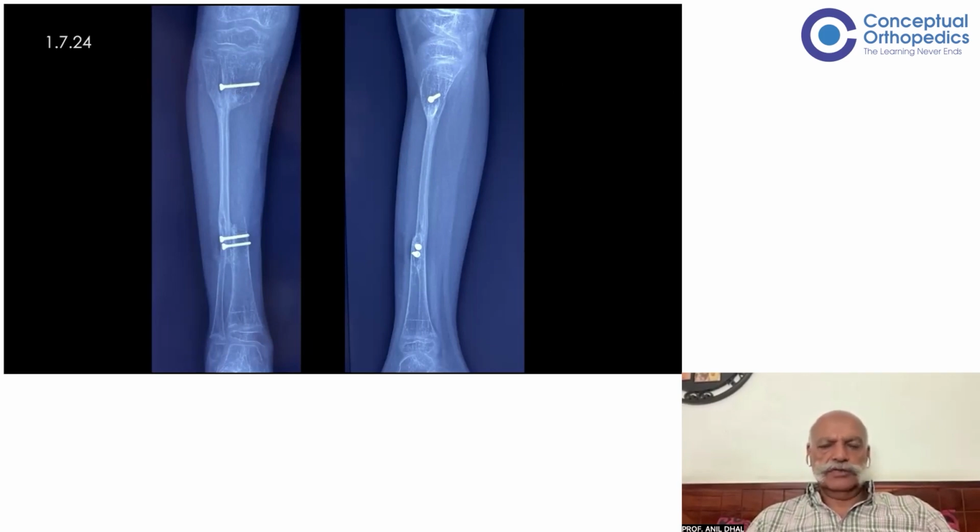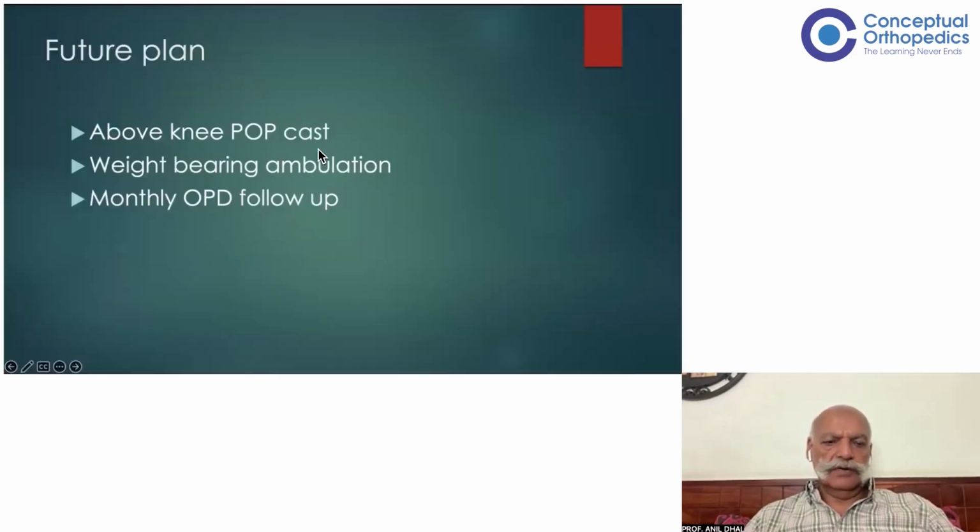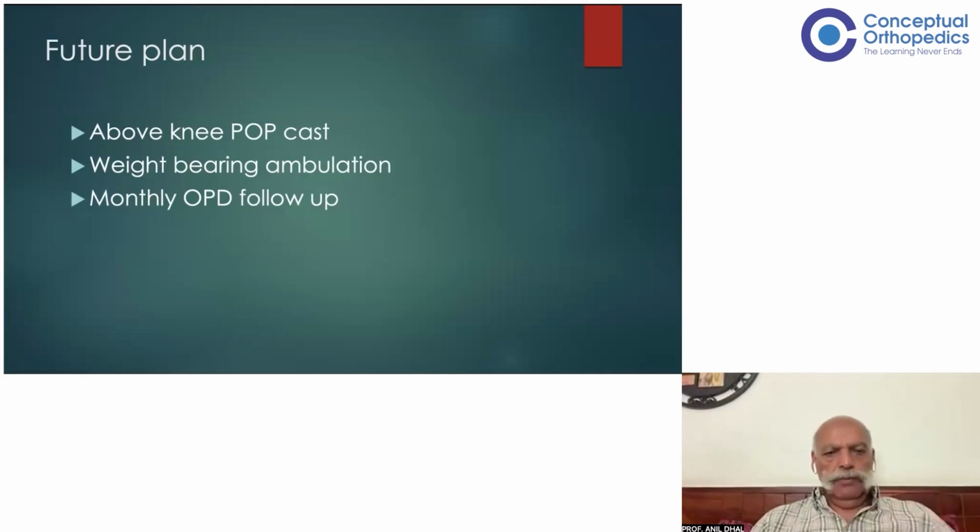So this patient was given a long leg cast because if you look at it, the proximal end is small. So we could not have relied only on a PTB cast. So thereafter, we gave him an above knee POP cast, and weight bearing ambulation was started. And this is going to be the future plan also in this particular patient to follow him up in the OPD on a monthly basis.